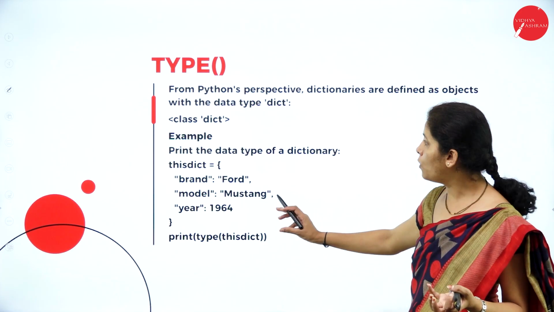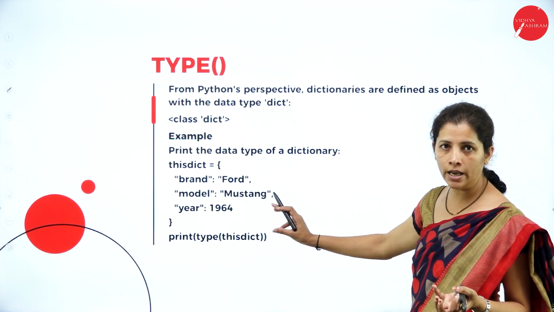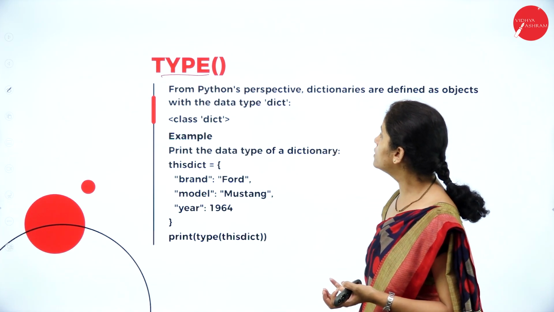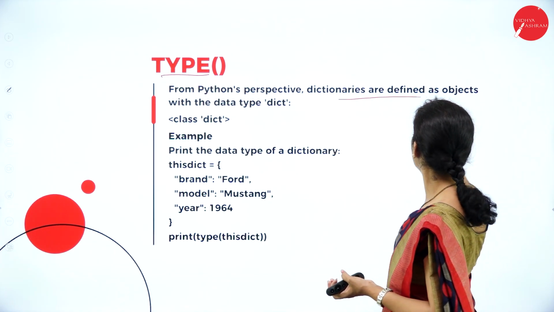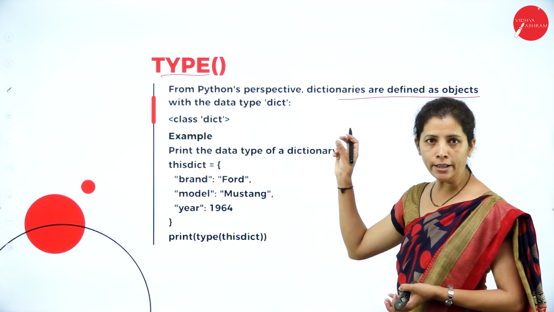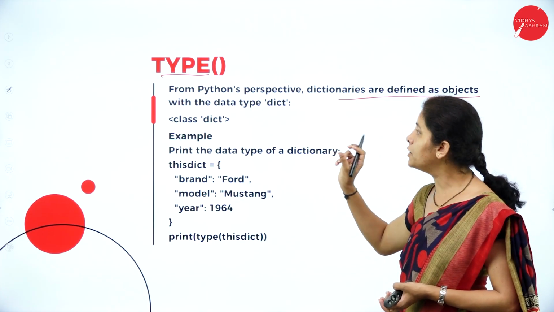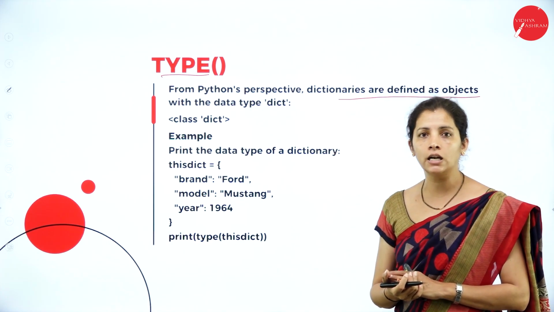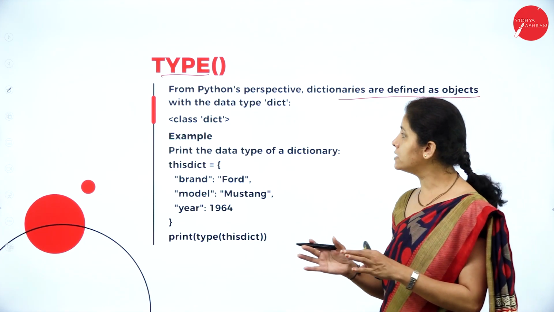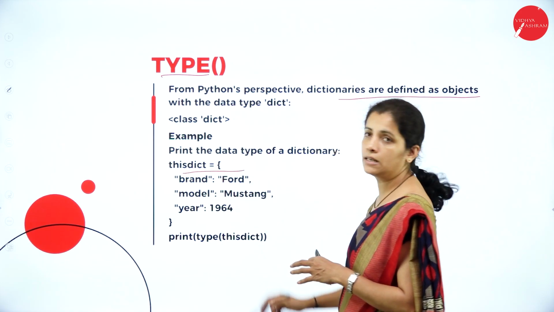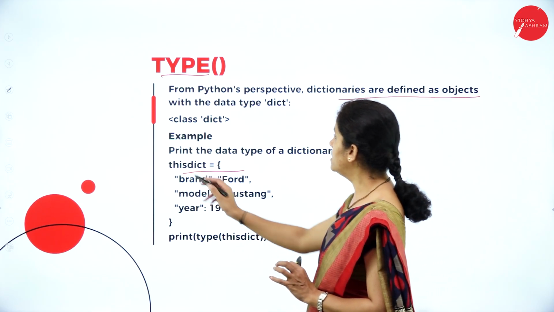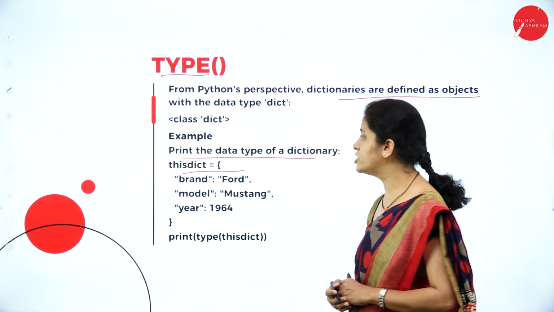Now, to know what kind of data I have, I'm going to use type. From the Python perspective, dictionaries are defined as objects. According to Python, dictionaries are nothing but objects with the data type dict. I can create the dictionary in 2 ways, by using the normal method or by using the dict constructor. Okay, fine. See here, print the data type of the dictionary.